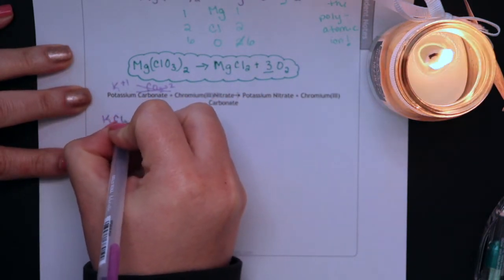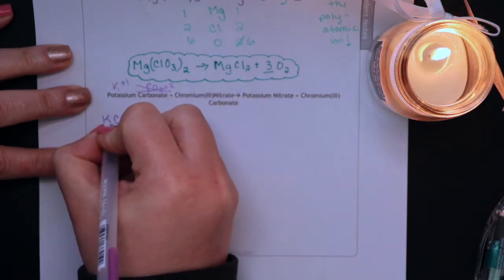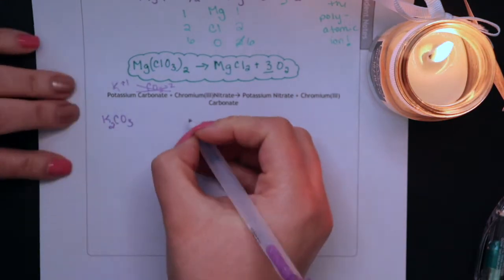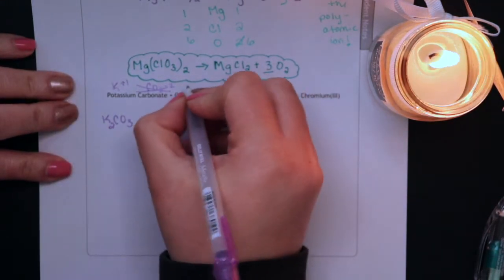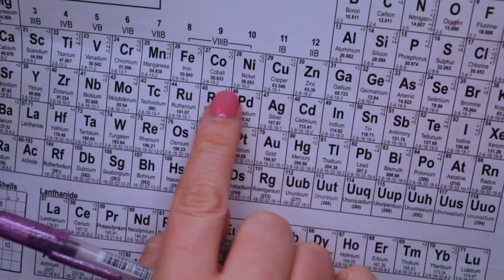Carbonate is not on the periodic table. I can tell it's not on the periodic table because the ending is "ate", and there's nothing on the periodic table that ends in "ate". So we're going to look at the polyatomic ion sheet for carbonate. This is CO3 with a -2 charge. Now we're going to use the crossover method to get K2CO3.